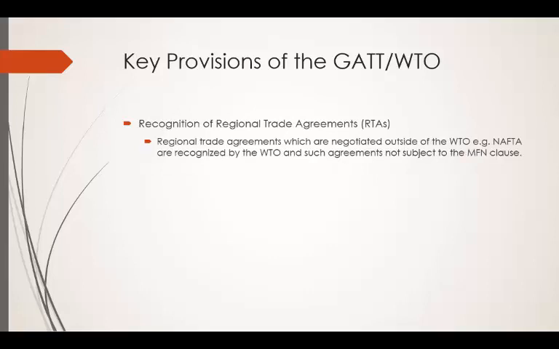Trade negotiations carried out through regional trade agreements would also be honored and are not subject to the MFN clause, forcing those agreements to be applicable to all other member nations. An example would be the NAFTA tariff agreements between the US and Mexico need not be applied to other member nations in the WTO if they were agreed under NAFTA.